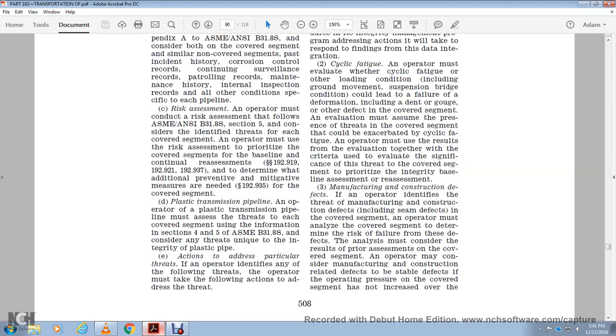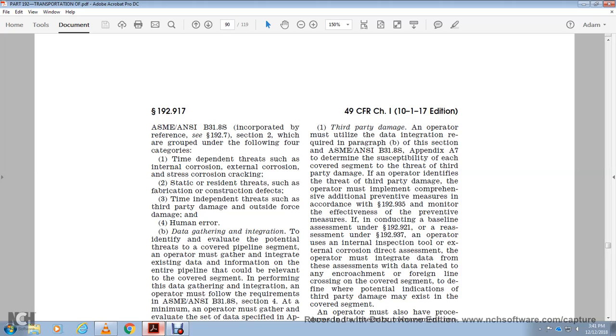Actions to address a particular threat. If the operator identifies any of the following threats, the operator must take the following actions to address the threat. Third-party damage. An operator must utilize the data integration required by paragraph E of this section and ASME B31.8S Appendix A-7 to determine the susceptibility for each of the covered segments to the threat of third-party damage.